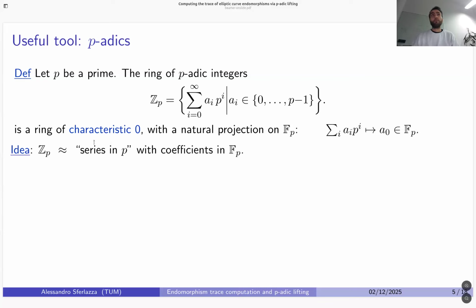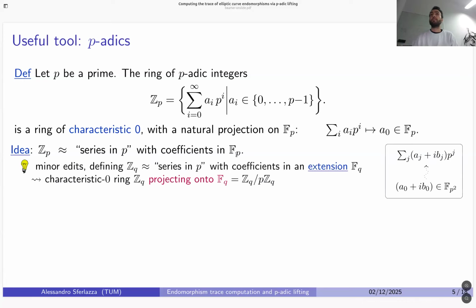And with this idea of having a series in p with coefficients in this finite field, we can actually generalize that to lift any finite field extension. Again, with the same idea, constructing power series in p, where now the coefficients are representatives for this finite field. So basically we can get something of characteristic 0 that lies above any finite field of our choice.